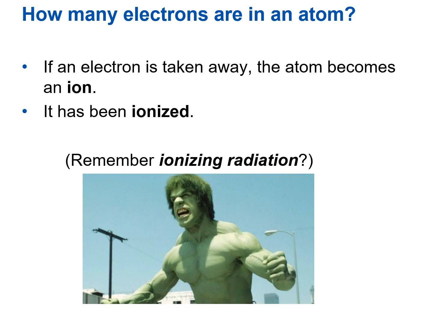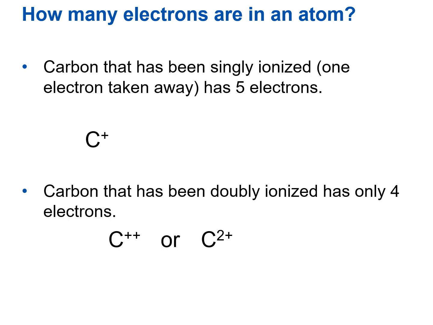So think about the carbon atom that, when it's neutral, has six electrons to match the six protons. But if you take one away, now you only have five electrons. Carbon that has been singly ionized, meaning one ionization has taken place and one electron's been taken away, now has five electrons, and it has a charge of plus one, because the six pluses of the protons and the five negatives of the electrons add up to positive one. So this is what the upper right hand of the chemical symbol is used for. Sometimes it'll be written as a plus sign, sometimes as a plus one, or one plus. But that means it's been singly ionized, it has a charge of plus one.